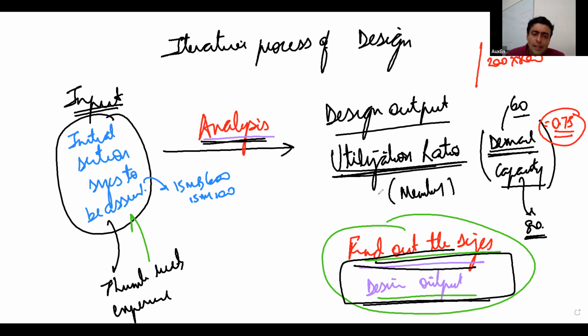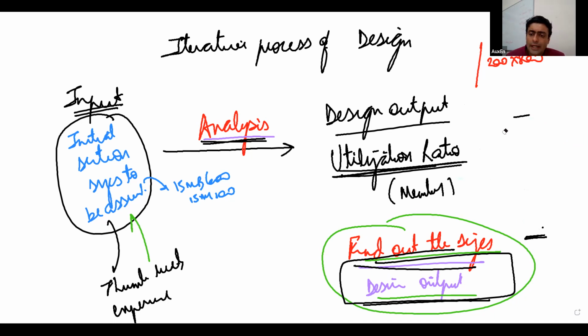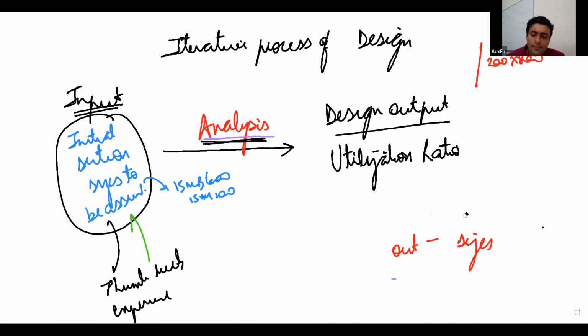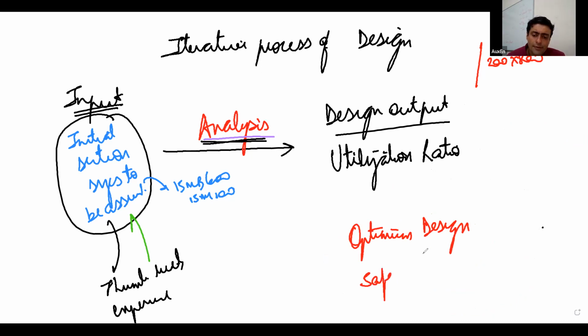So now how does it help us? Let's understand. You get some utilization ratio. The goal of a structural engineer is to achieve optimum design. The goal of a structural engineer is to achieve optimum design. What is the meaning of optimum and how is it different from safe? If I say I want to achieve a safe design, and if I say I want to achieve an optimum design, how is safe design different from optimum design?